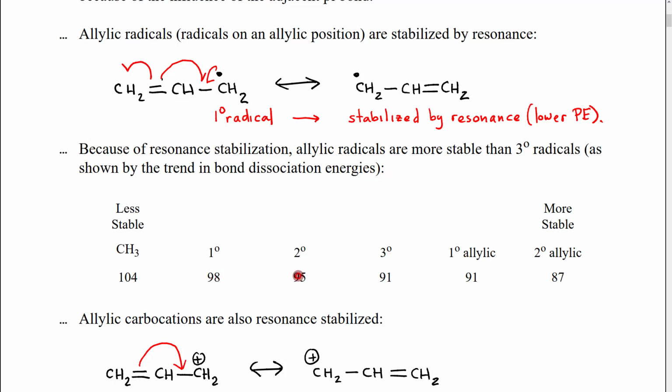Recall that secondary radicals are even more stable than primary radicals. In that case, a secondary allylic radical, which would have a carbon group also attached on the other side away from the pi bond, is even more stable. The bond dissociation energy is 87, and in fact, it would be preferable to form a secondary allylic radical over forming a tertiary radical that was not allylic. So this then becomes our new table of radical stability, adding in these two new structural possibilities.